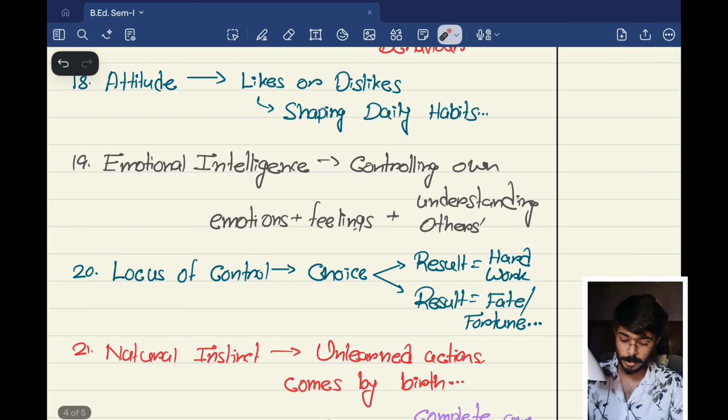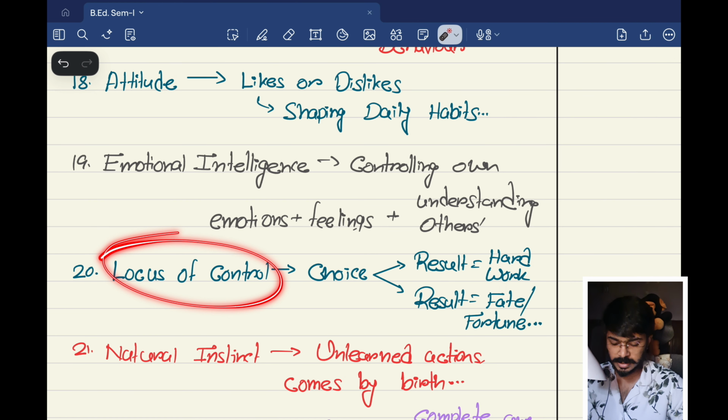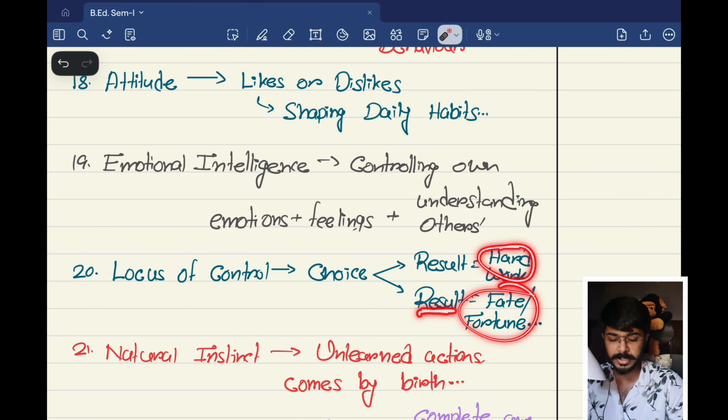Locus of control. What does it mean? This is about a choice. Some time ago I mentioned that you are having an exam in 2 days. You can study. If the exam is of 50 marks, you can at least attempt 35 to 40 marks, right? But you choose to cheat, or you think, I'm studying, let's see if my hard work pays off, or if fate or luck becomes heavier and I fail. You won't fail if you study in this way, because you are connecting everything with real life examples. So this is locus of control: you have two choices, that results come from hard work or results come from fate or fortune, right?